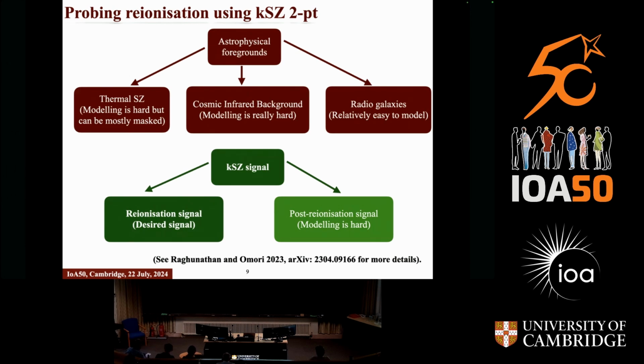And even if we ignore all of these foregrounds, we finally observe this KSZ signal. But like I said, this KSZ signal has contributions from two things. One is the early time and the other is late time. And modeling this late time, again, is very, very hard. So saying something about reionization using the two-point function of the KSZ is a little bit hard.